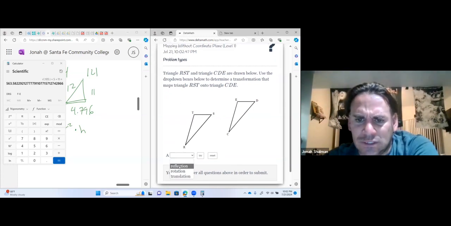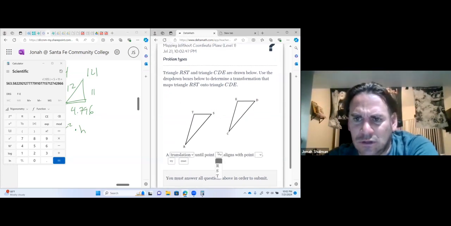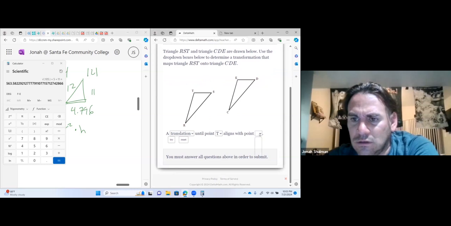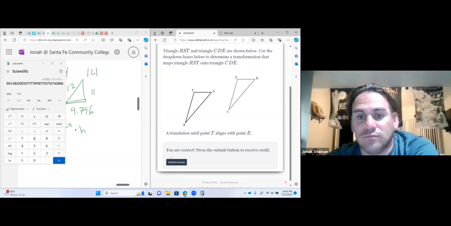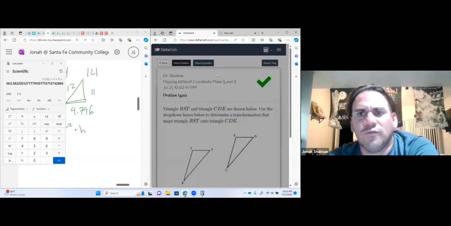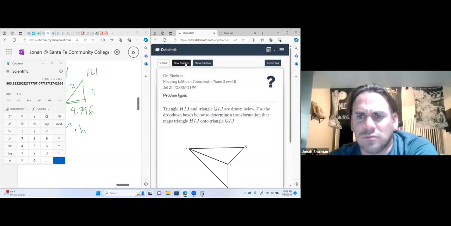This is another translation until point. We go RST, so until T matches to E. That's cool. I was hoping for another crazy rotation one because it's blowing my mind.